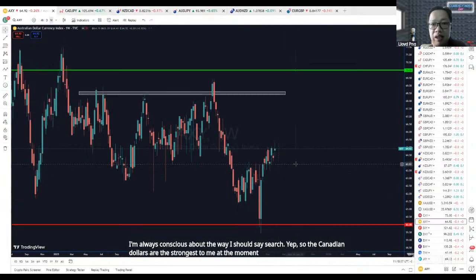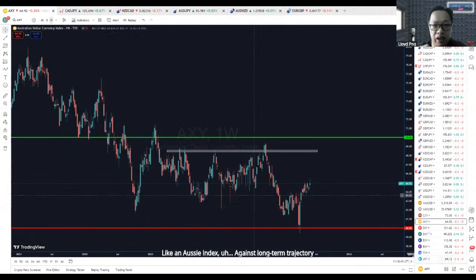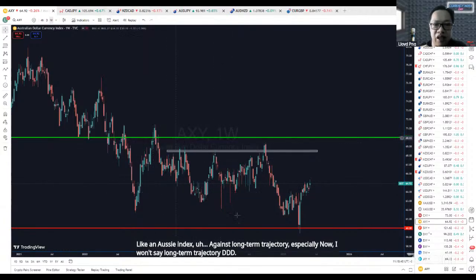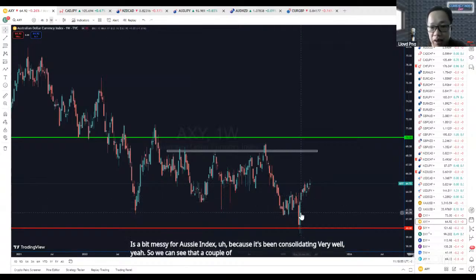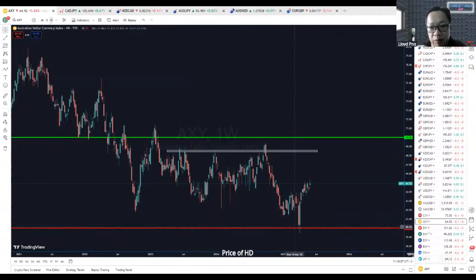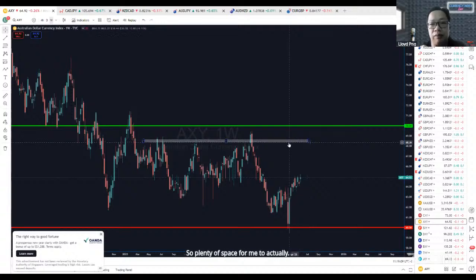The next in line would be the Aussie index. It is a bit messy for the Aussie index because it's been consolidating fairly well. You can see that a couple of weeks back, about a month back, price tested 60 and bounced back up. Now I don't see any significant horizontal level here, so I would expect price to travel all the way back up to about 69, 68, around this region. So plenty of space for me to ride it up.